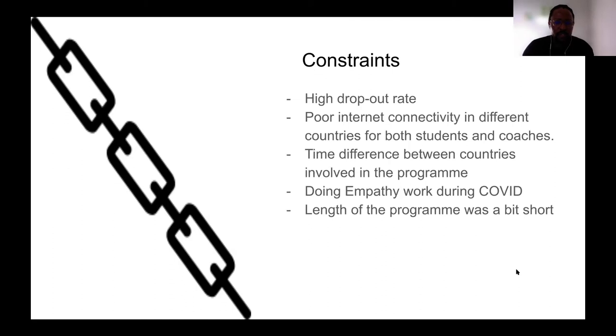From there, doing empathy work during COVID. This was quite challenging because the students themselves, and us, needed to balance the work that needs to be done in the program as well as safety. For example, South Africa was on lockdown level 4 at that point, which meant there wasn't a lot of free movement. And because the context of the challenge was around mobility, the students needed to interview or engage with some passengers and some taxi drivers.